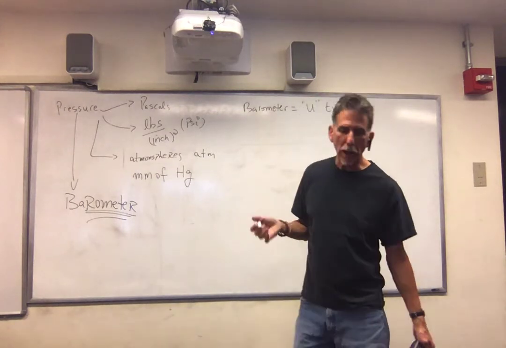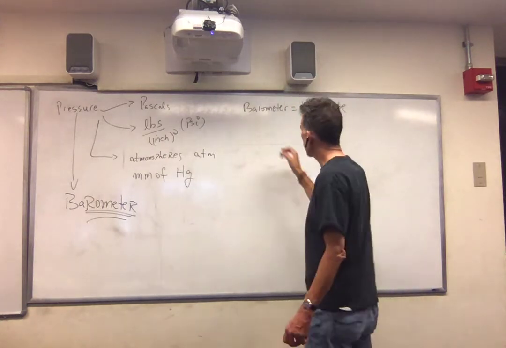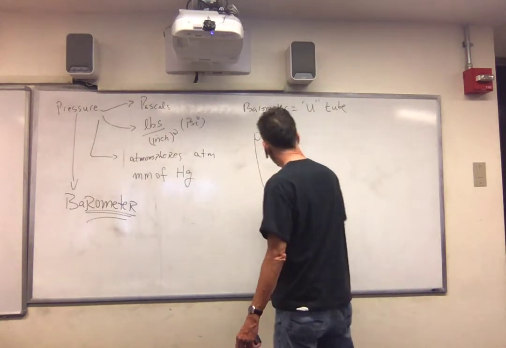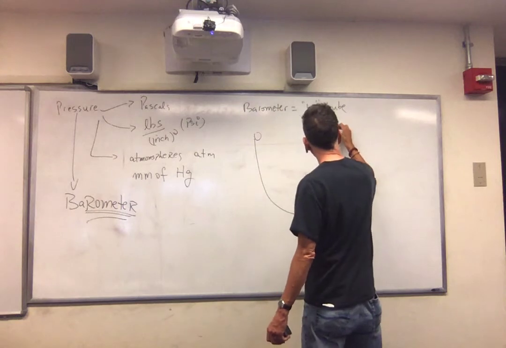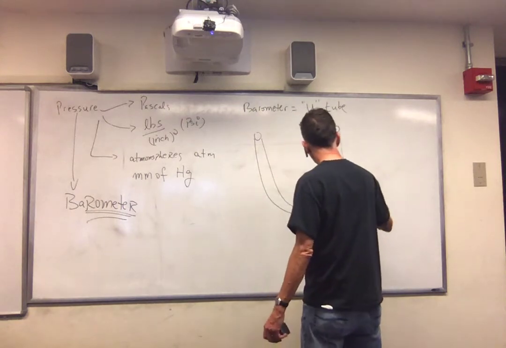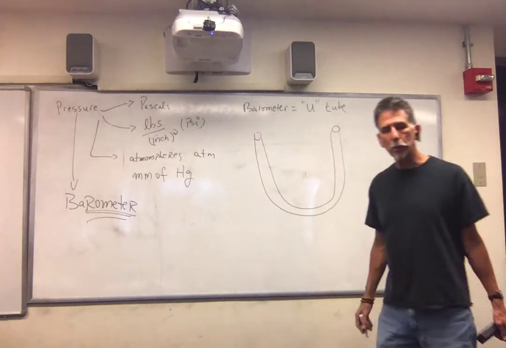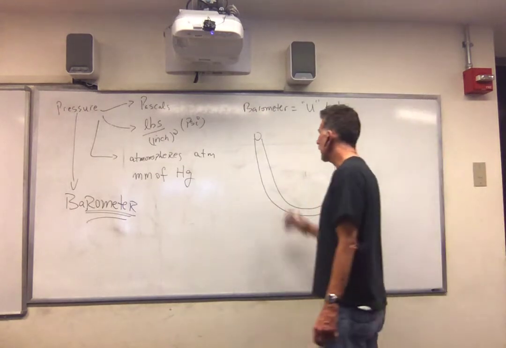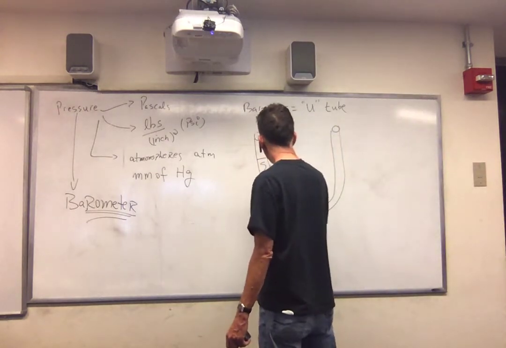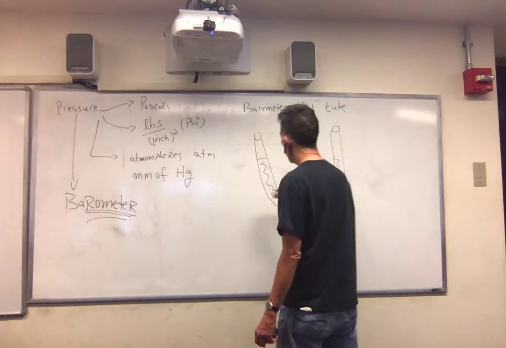It's a tube shaped like a U. Okay, so I'm going to draw a U-tube like this. Oh, it's supposed to be symmetric. I apologize. What a beautiful U-tube. Okay, inside this U-tube, we have a fluid.